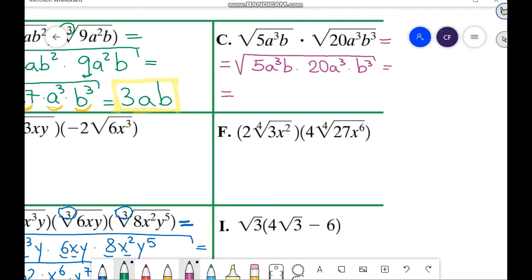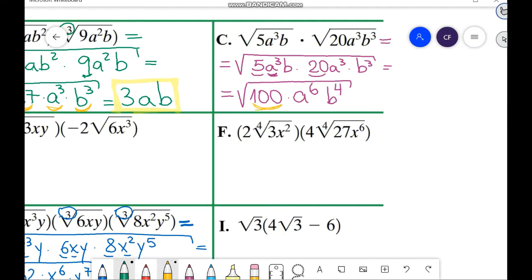First, multiply the numbers. We have 5 times 20 is 100. Multiply the variable a. Everything that has variable a has the same base. A cubed times a cubed is a to the 6th, right? And we also have b. B times b cubed is b to the 4th. And I think we can simplify all the factors.